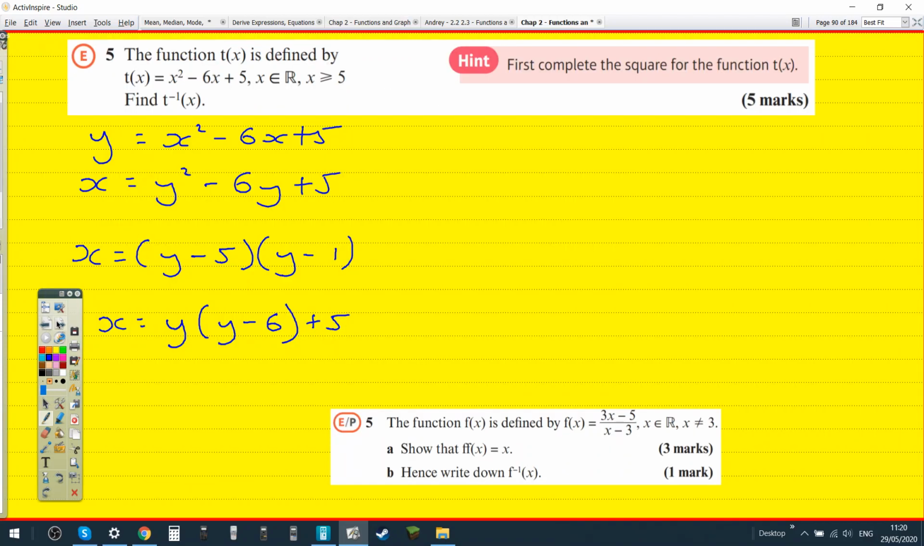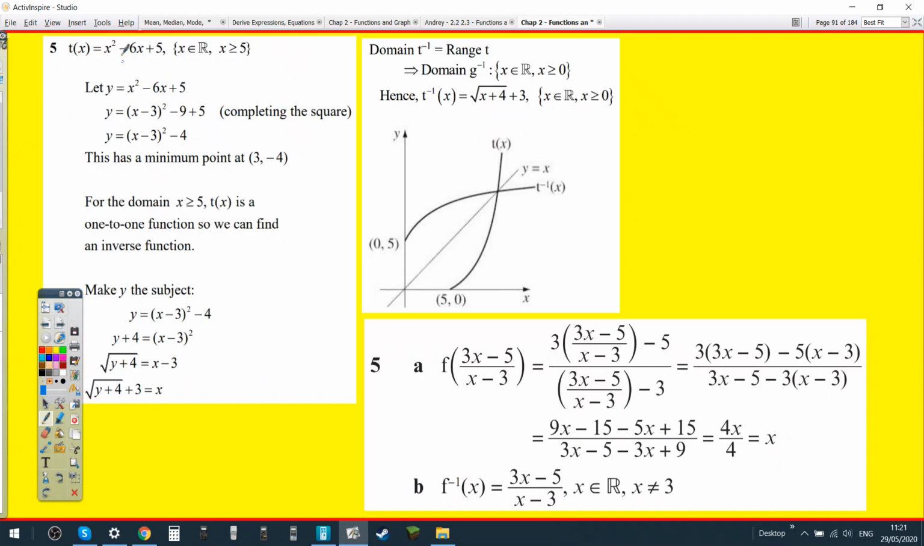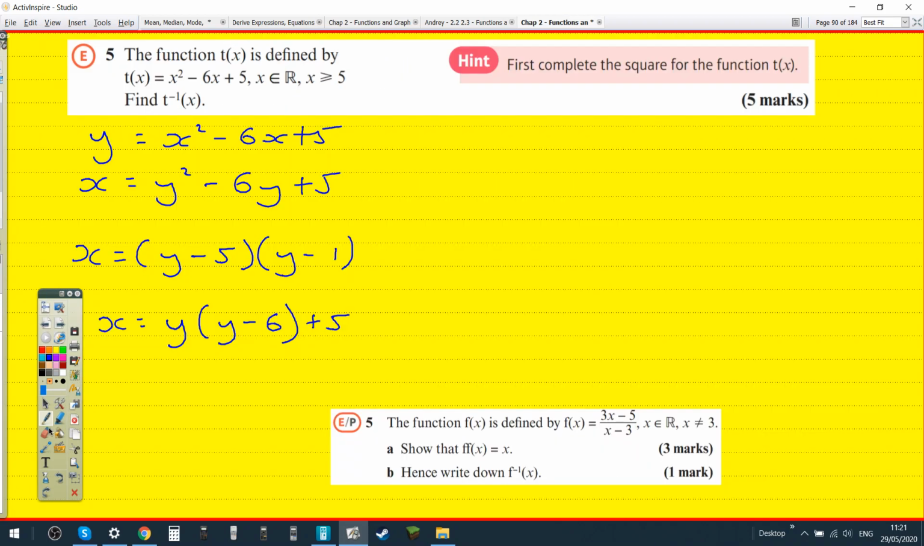I got a bit stuck on one bit here. Yeah, because there's 2 y's, is it? Yeah. I'm stuck too. How do you deal with that? You use completing the square. Right. Put it in completed square form.